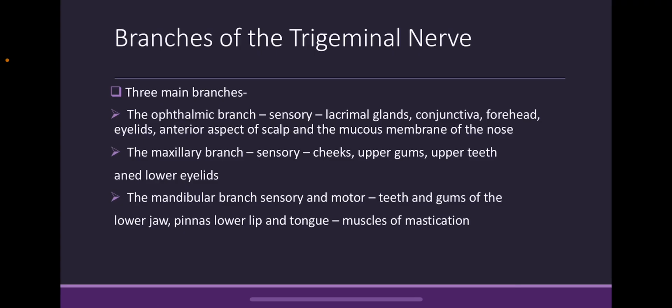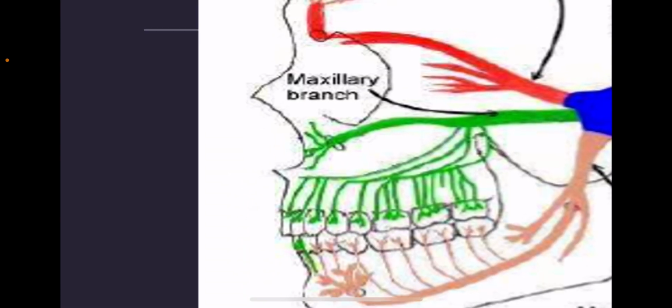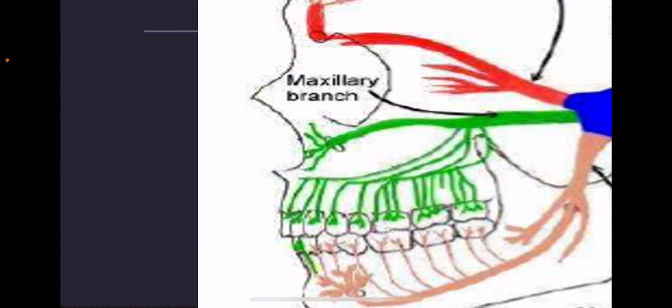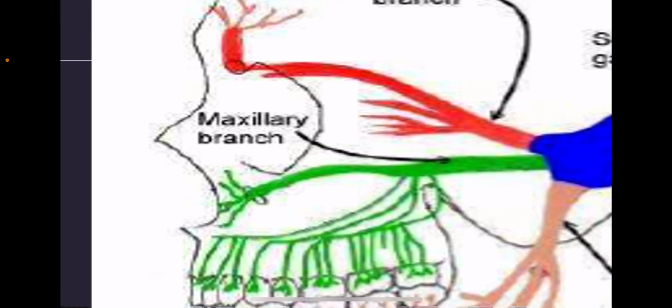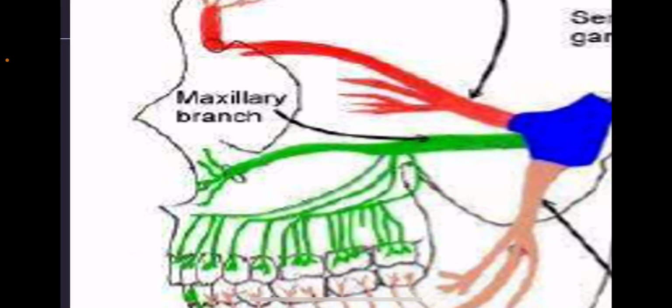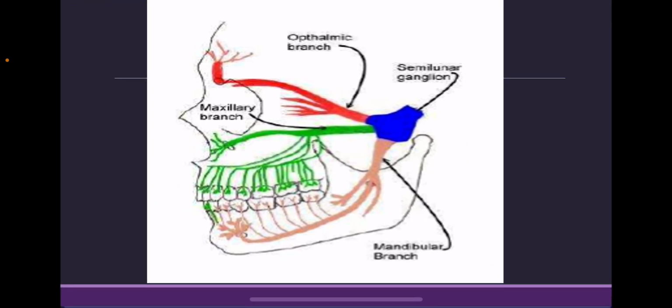Branches of the trigeminal nerve. There are three main branches: the ophthalmic branch, which is a sensory nerve and innervates the lacrimal glands, conjunctiva, forehead, eyelids, anterior aspect of the scalp, and the mucous membrane of the nose. The maxillary branch, which is also a sensory nerve, innervates the cheeks, upper gums, upper teeth, and lower eyelids. The mandibular branch is both sensory and motor, and innervates the teeth and gums of the lower jaw, skin, lower lip, and tongue, and the muscles of mastication.